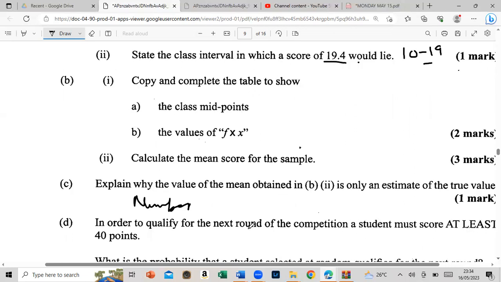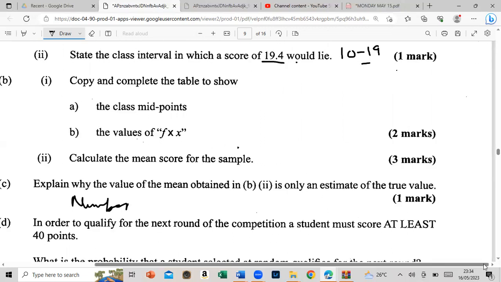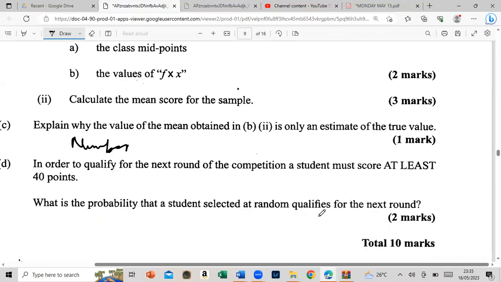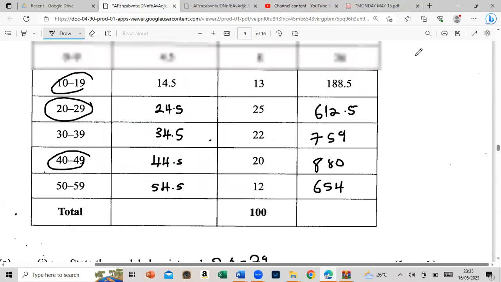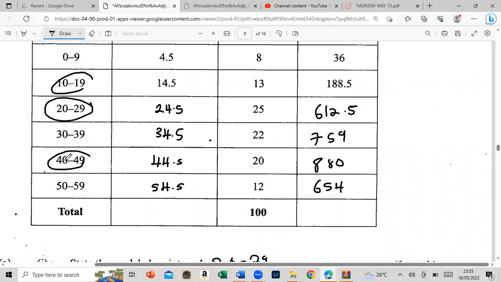Then it says, in order to qualify for the next round of the competition, the score must be at least 40 points. What is the probability of selecting at random a student who qualifies for the next round? We look at least 40, so we go back up to find at least 40, which is right here. So it can be 40 and greater. When we add this, we get 40 plus 20 plus 30, 32 over 100, and break it down. Dividing both by 4, 32 becomes 8 and 100 becomes 25. So it's 8 over 25 for the probability of choosing at least 40. Let's go.